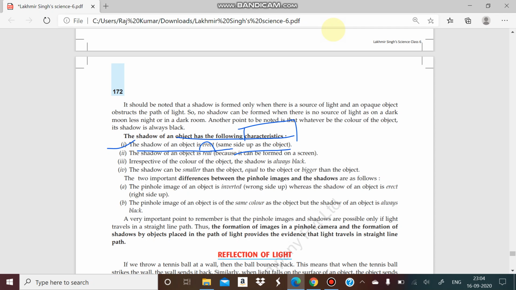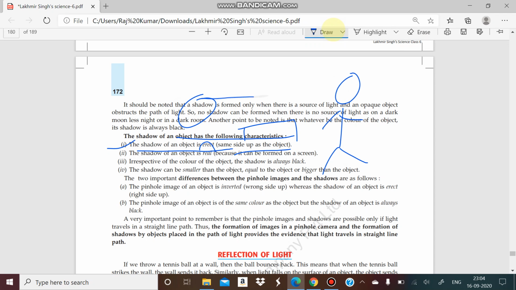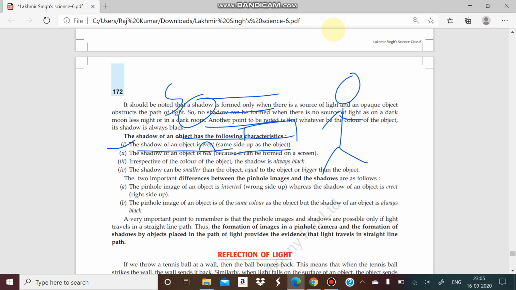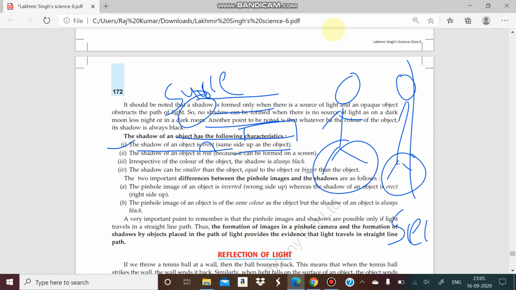Suppose there is a man. So we know its shadow will appear on the screen, opposite the source of light. If we see its image on this screen, it will be the same side up. Same side up means the head will appear on the upper side, and the legs we generally see at the bottom. So the size and the direction of the object will be the same.